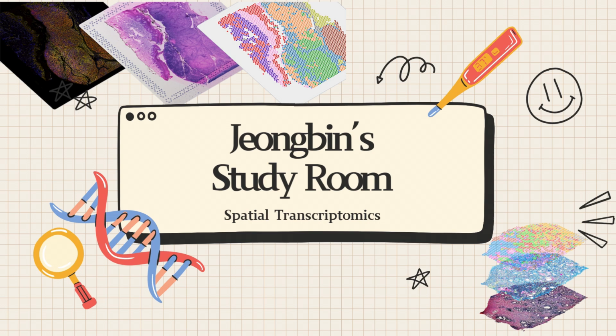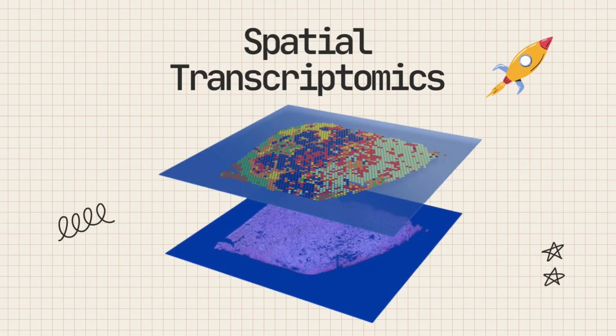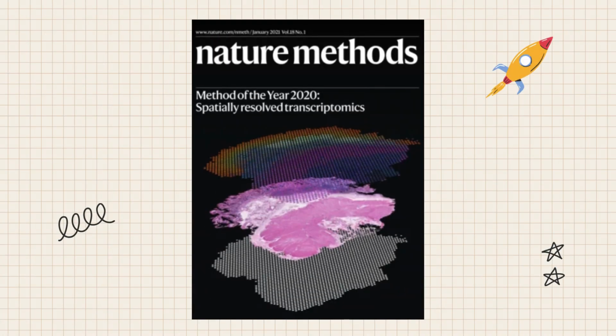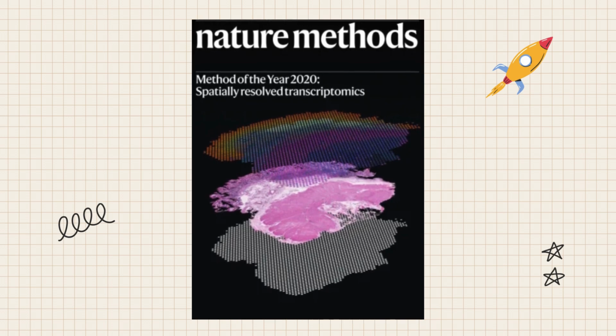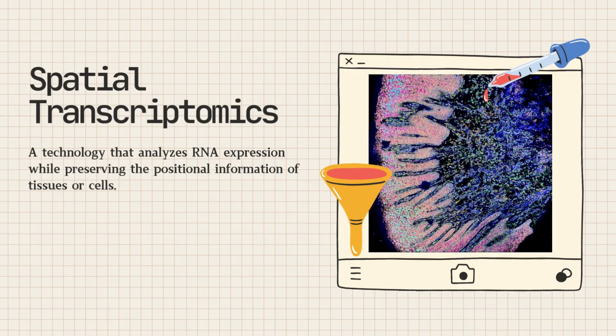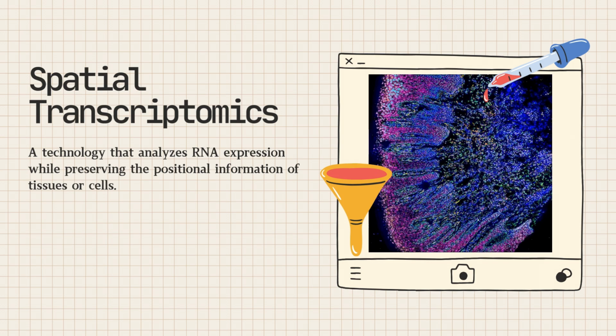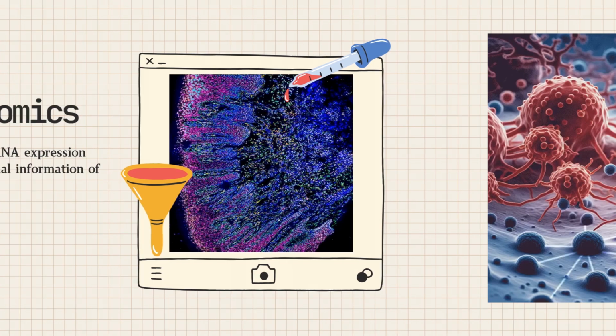Today, we are going to talk about spatial transcriptomics. Spatial transcriptomics began to gain the spotlight when it was selected as the Technology of the Year by Nature Methods in 2020. Spatial transcriptomics is a technology that analyzes RNA expression while maintaining the positional information of tissues or cells.